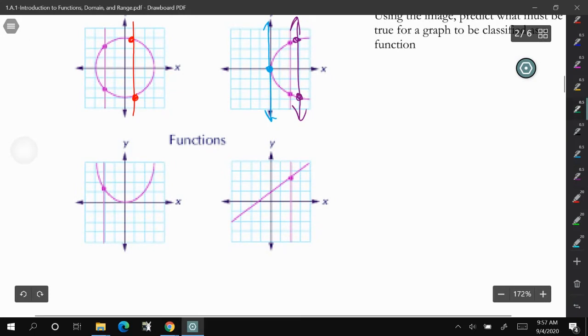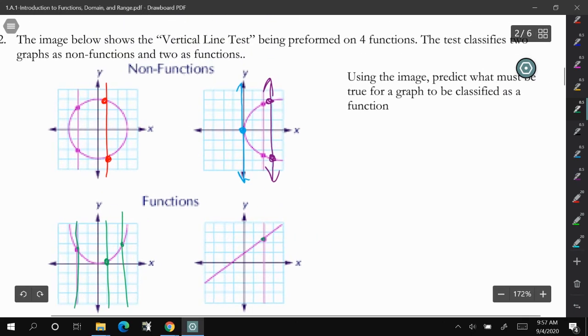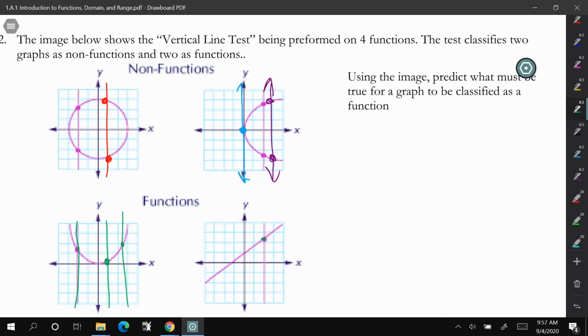And these down here that are functions, you can draw a vertical line anywhere, and you will only touch at exactly 1 point. So these two below are functions.